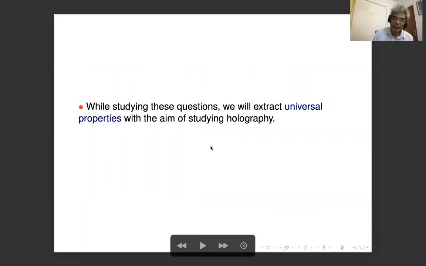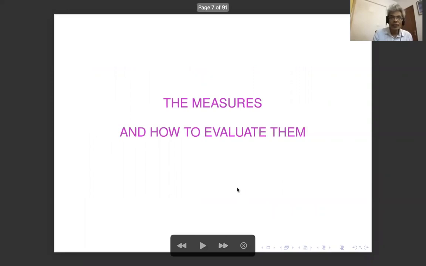When we study it, we will try to focus in such a way that we can extract certain properties which are universal to all CFTs rather than very specific CFTs. Now, before I go ahead, I have to tell what these measures are and how to evaluate them.